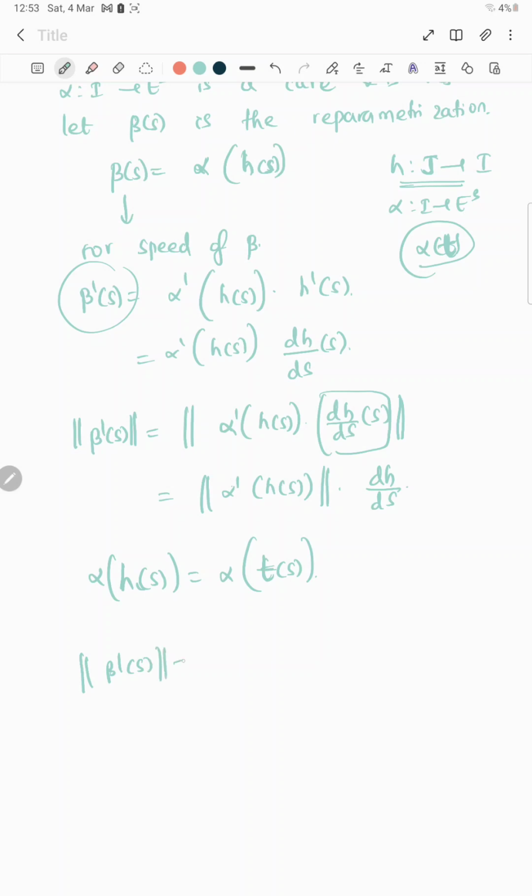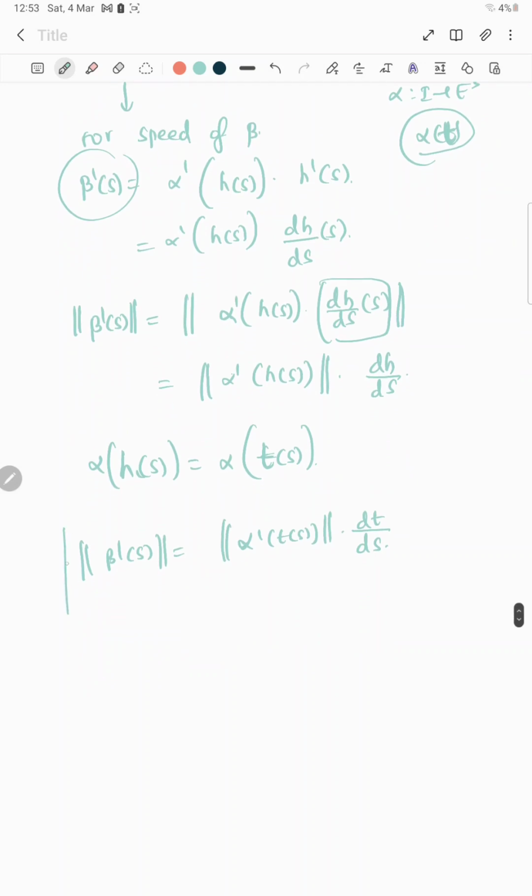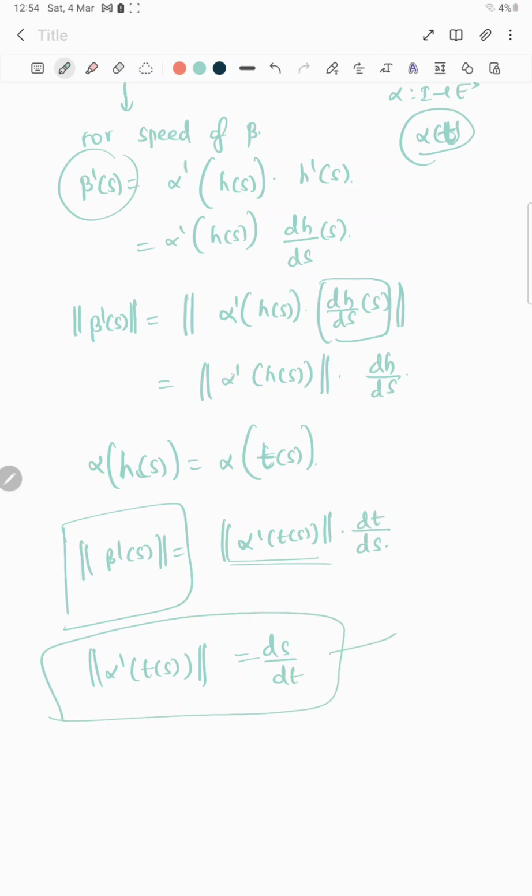Therefore beta dash of s is equal to alpha dash of t of s into dt by ds. So in order to get the norm of beta dash as unity, instead of alpha dash of t of s, the norm of this should be equal to ds by dt. The norm of beta dash should be 1 only when ds by dt and dt by ds are reciprocal of one another, or inverse of one another. We will see whether they are inverse of each other or not.